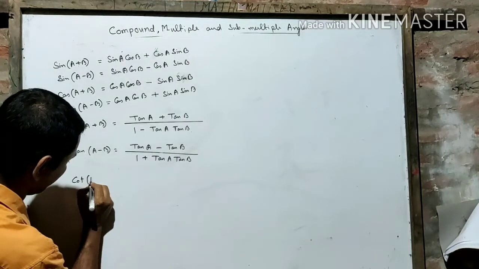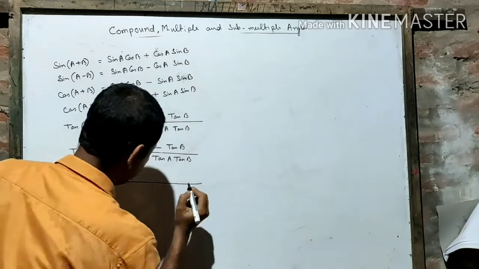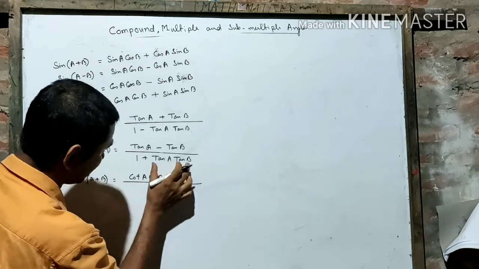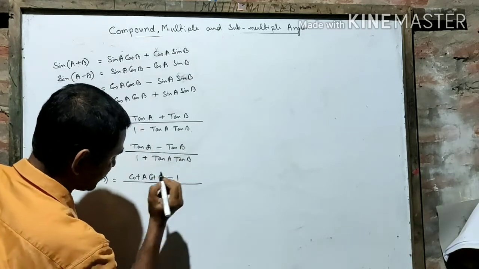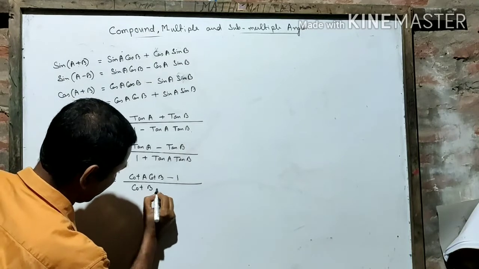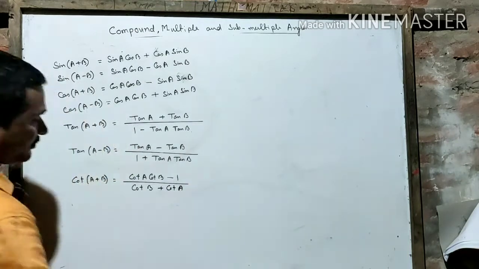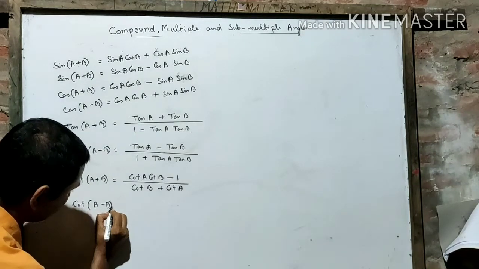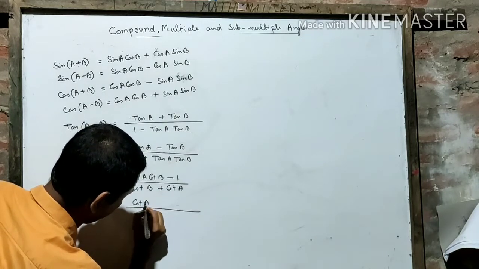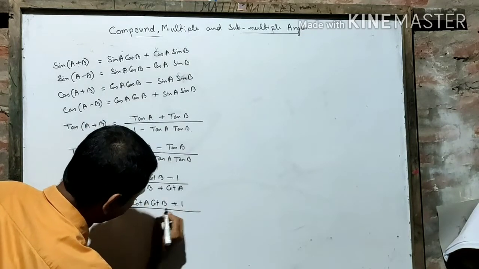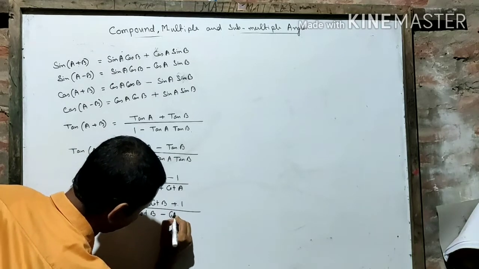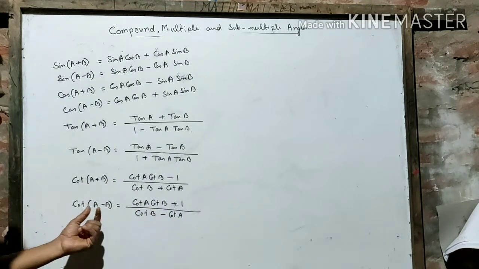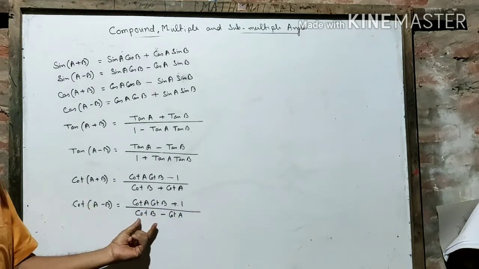For cot A plus B, it is just opposite to tan: cot A cot B minus 1 divided by cot B plus cot A. And lastly, cot A minus B is cot A cot B plus 1 divided by cot B minus cot A. Here I have written cot B plus cot A. Why? Just to remember this, that in case of A minus B, there will be cot B minus cot A.